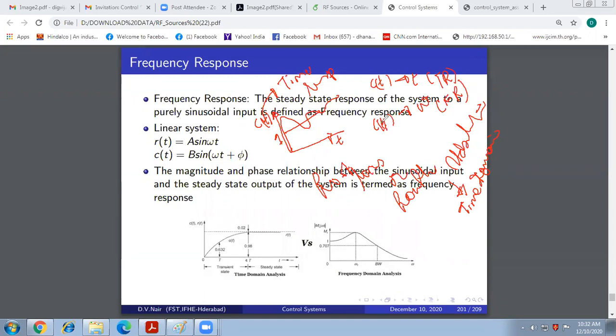Here it is a little different. I should not write C of t. I should write, let us say, c of omega. When I see how the output presents itself on varying the frequency of the input signal, I call that quantity frequency response. Response stands for output. When output is obtained against time t, it is time response; when the output is obtained against frequency omega, we call this frequency response. It's very simple.